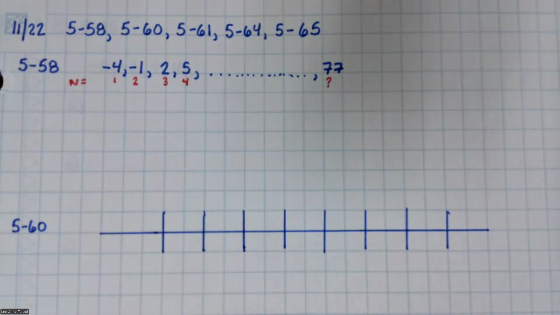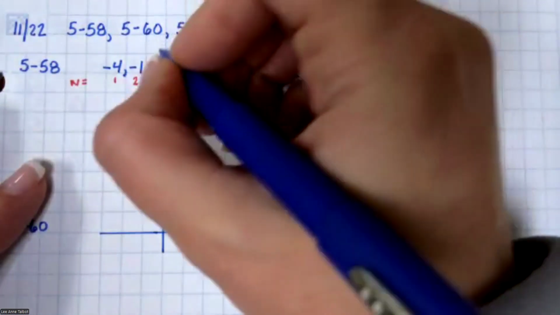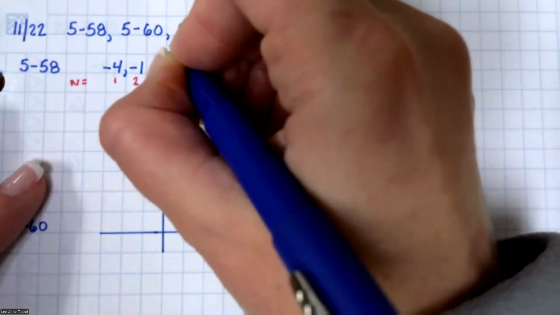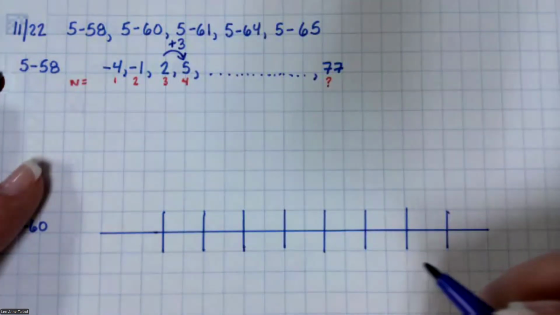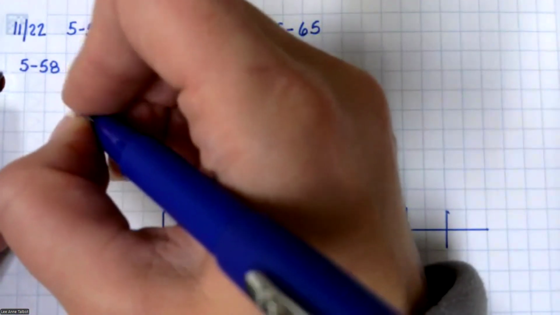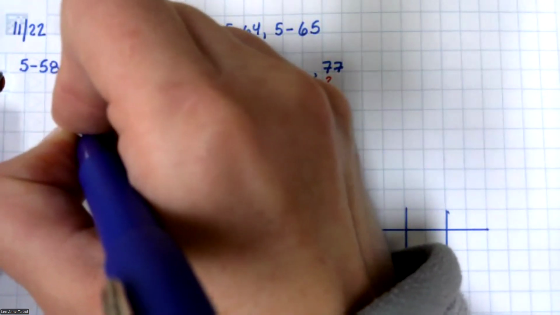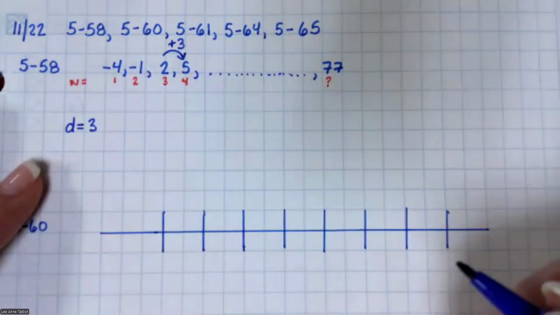Okay, first of all, let's just go a little bit slow. What is this arithmetic? Addition of 3. Beautiful. Okay, so I'm going to go like this. Plus 3. And we call that a common difference of 3. So we're going to say d equals 3.